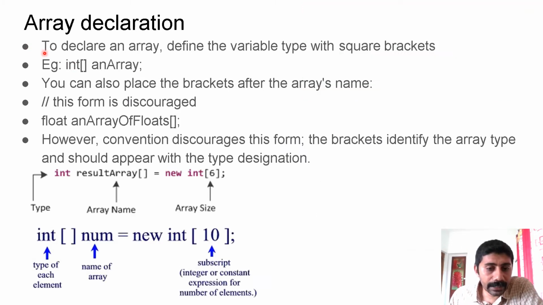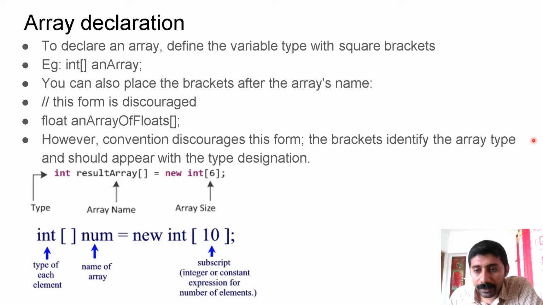Now let us study array declaration. We already saw that in the previous example. To declare an array, define the variable type with square brackets. An array is an array. That is the meaning of this declaration. You can also place the brackets after the array name, but this is discouraged. In this way also you can create an array in Java. The compiler is not going to give any error, but that is not the recommended naming convention. So I recommend you to practice like this: data type, square bracket, then variable name.